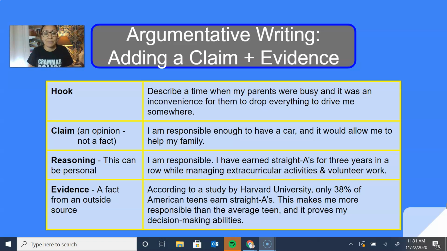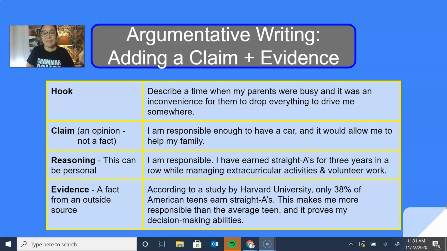And then you're going to come in with your claim, which is, again, an opinion and not a fact. And in this case, your claim might be something like, I'm responsible enough to have a car. It would allow me to help my family. So you're saying what your opinion on it is and giving a little bit more information on something that your reader might benefit from.